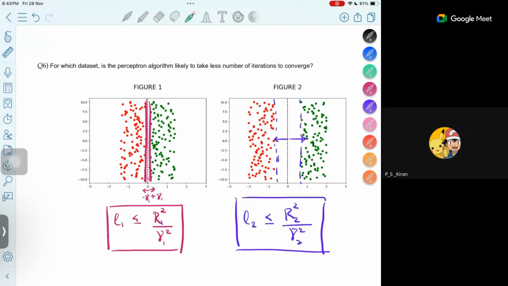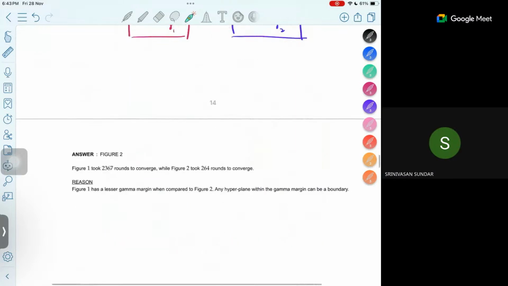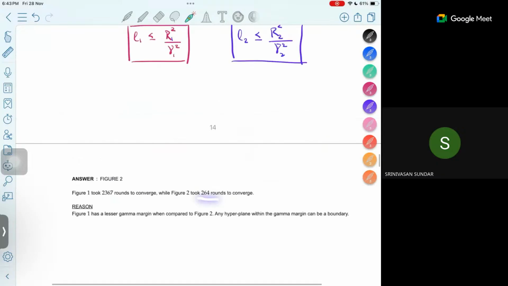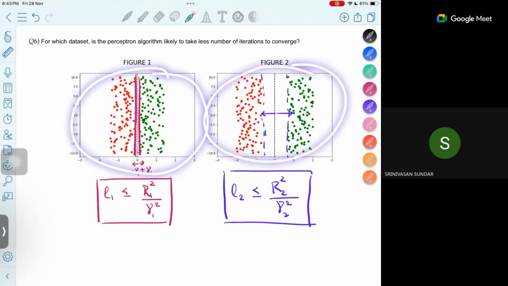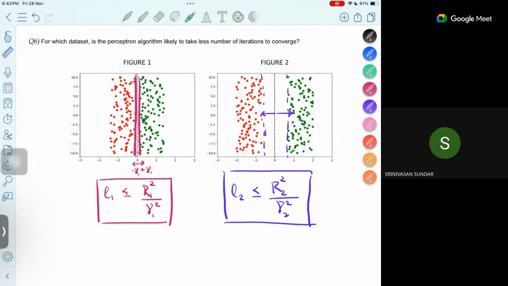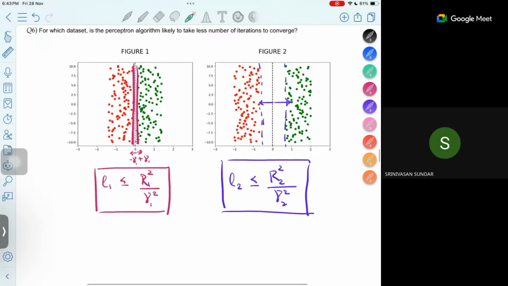Okay, I think you may be confused because here they've given that it took 2,300 rounds and this took 264 rounds. But that is because they plotted this in, I mean, either scikit-learn or maybe they coded it using NumPy. That is only given because they created the data set and then ran perceptron in NumPy or scikit-learn or something. But if you actually just look at it, you cannot say anything about it, apart from the fact that this looks much wider and therefore it will take fewer iterations.